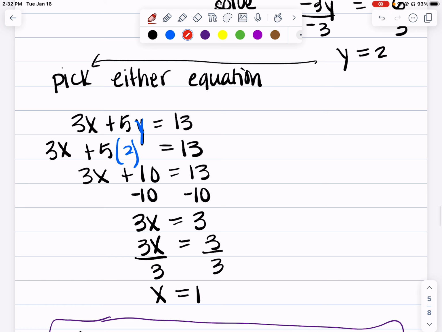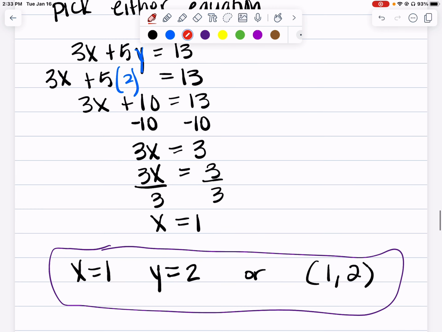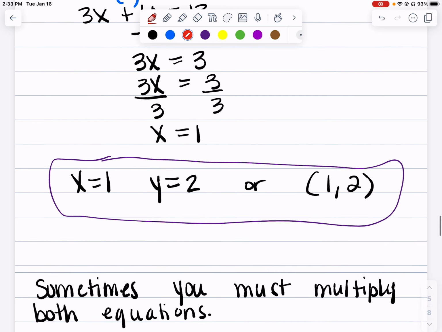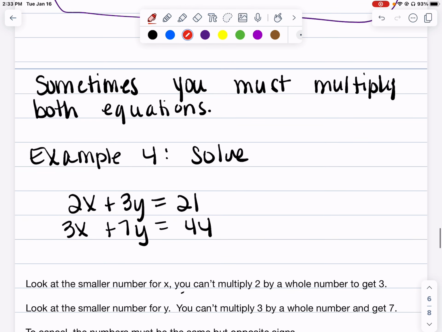Pick either equation, plug in 2 for y. 3x plus 5 times 2 is 10. Subtract 10, divide, and we get x equals 1, y equals 2. Sometimes you must multiply both equations. Example, solve. 2x plus 3y equals 21.